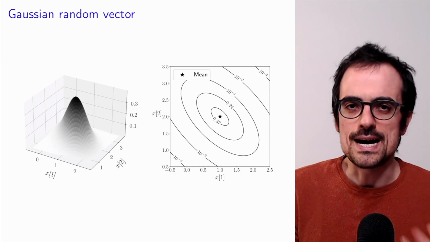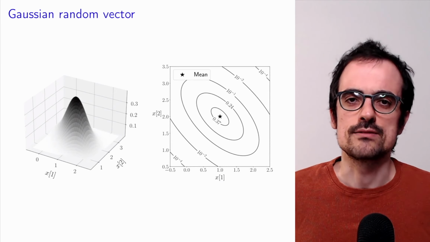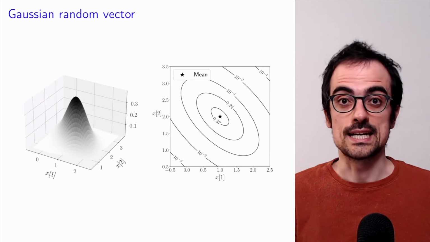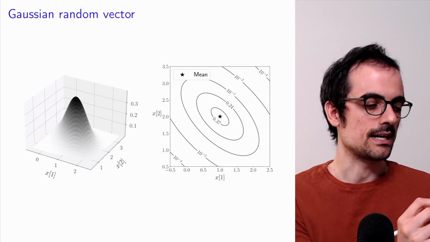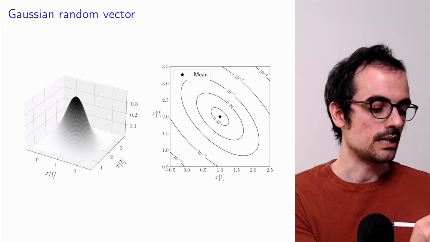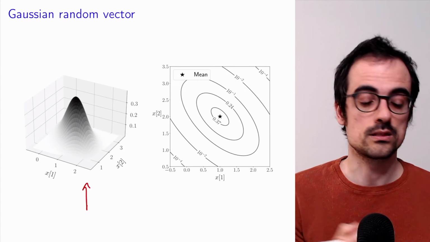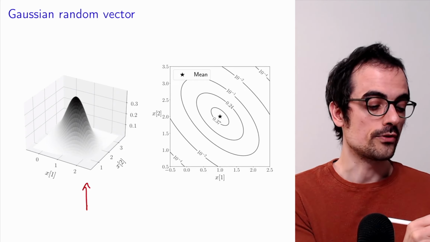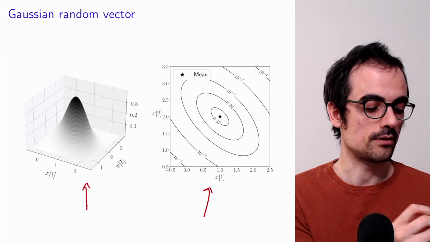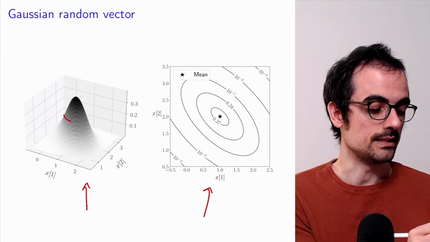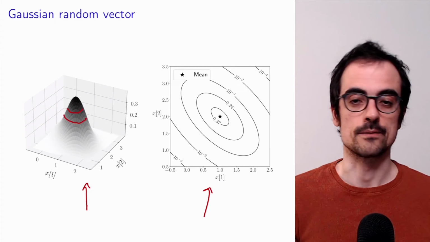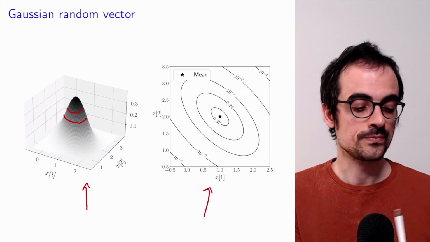What do we mean by the variance of a random vector in a certain direction? Let's take a look at an example. Here we have a Gaussian random vector. On the left, we see its joint probability density function. On the right, we see the contour lines of that joint probability density function. These lines here have constant density.